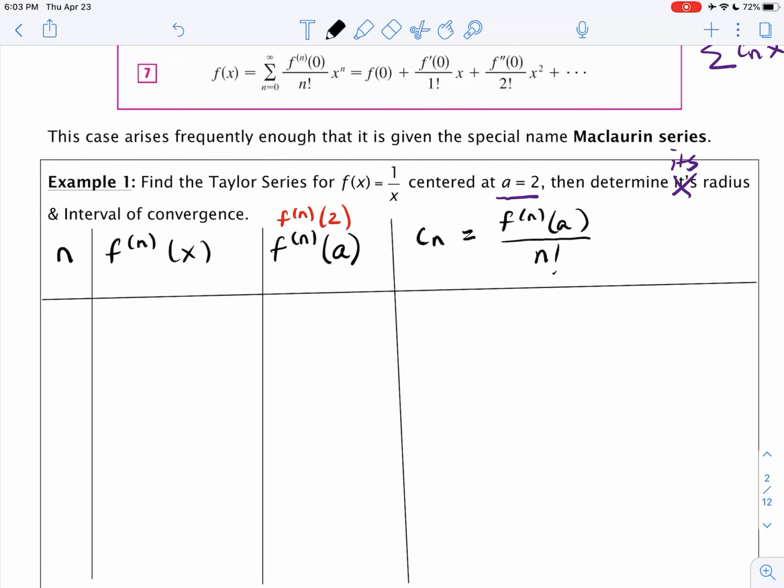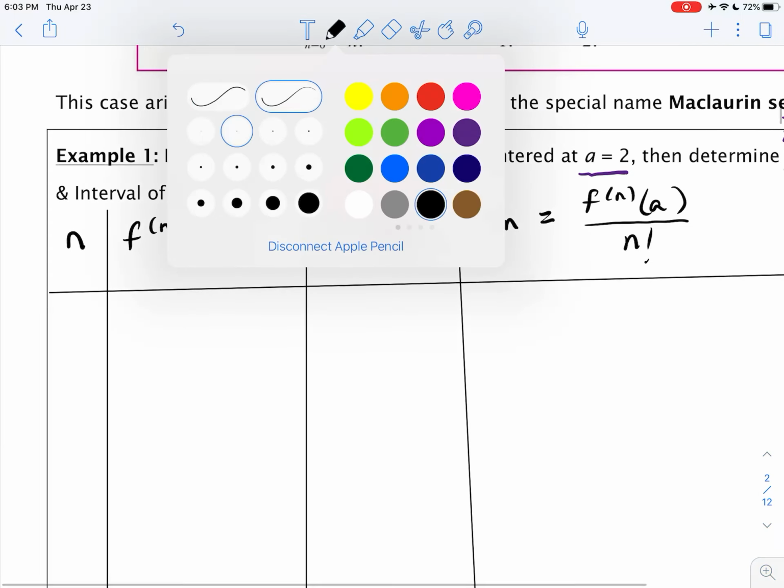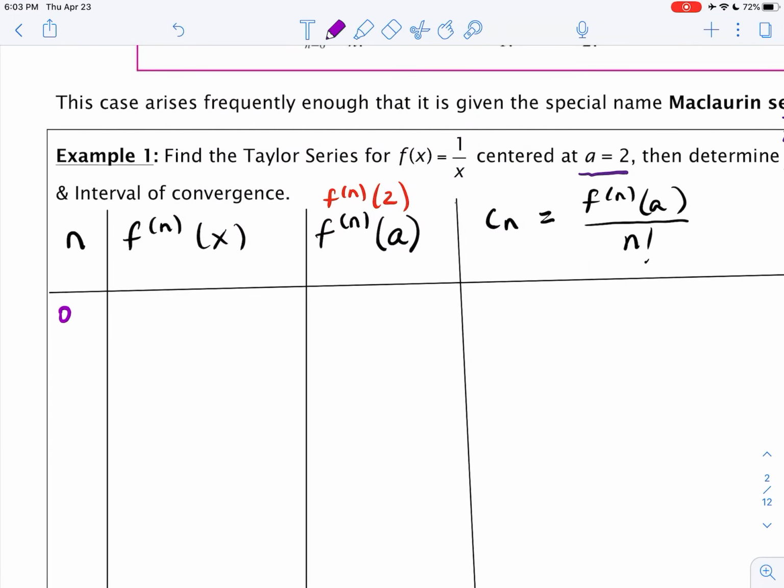So here I go, calculating those values. Good. So first I'm going to say for n equal to 0, we're just calculating f of x, and we know that f of x is 1 over x, and that's x to the negative 1.